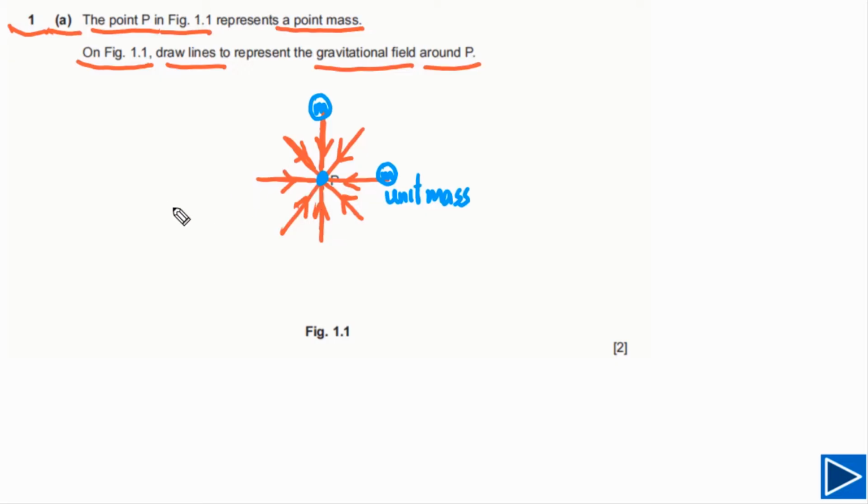Or simply you can say gravitational force is always attractive force. That's the reason these arrows are directed towards point mass. This question has 2 marks. If you have drawn the 4 lines and they are pointing towards point mass, you will get 2 marks.